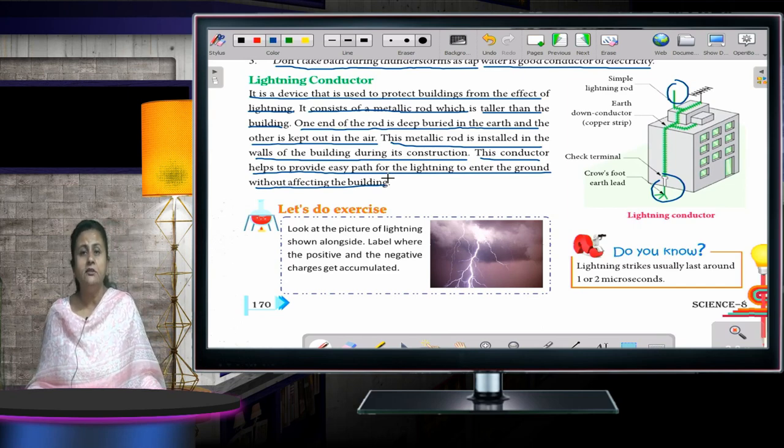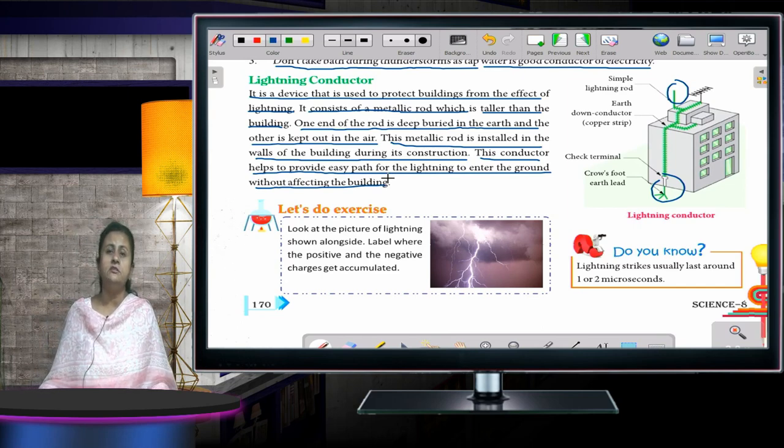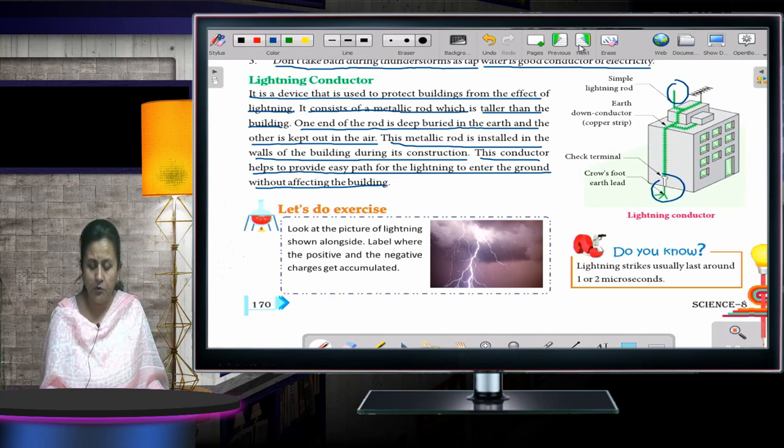Fine, children. These days when the engineers are making big buildings, they take care that proper lightning conductors are there. Okay. Fine. Now moving to the next one.